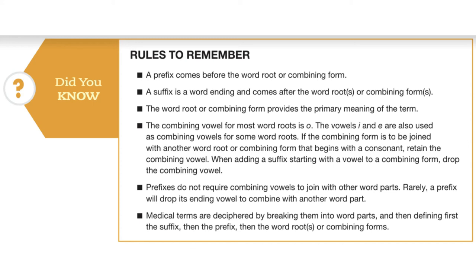If the combining form is to be joined with another root word or combining form that begins with a consonant, retain the combining vowel. When adding a suffix starting with a vowel to a combining form, drop the combining vowel. Prefixes do not require combining vowels to join with other word parts. Rarely, a prefix will drop its ending vowel to combine with another word part. It is really important to notice. Medical terms are deciphered by breaking them into parts, first deciding the suffix, then the prefix, and then the root words or combining forms. This is the easiest way to understand medical terms.